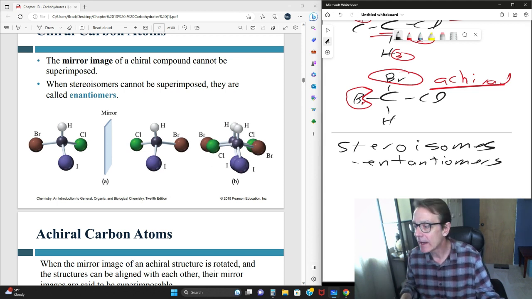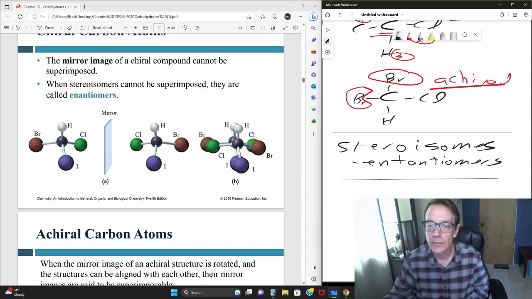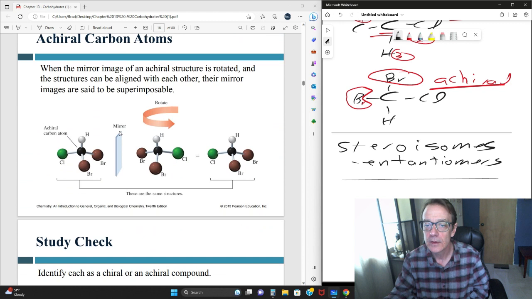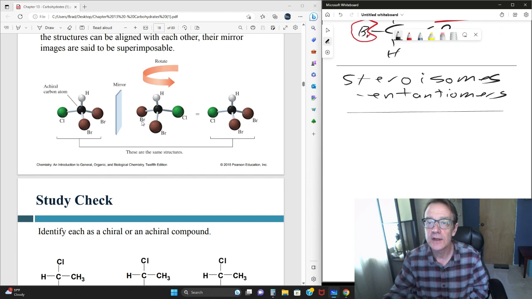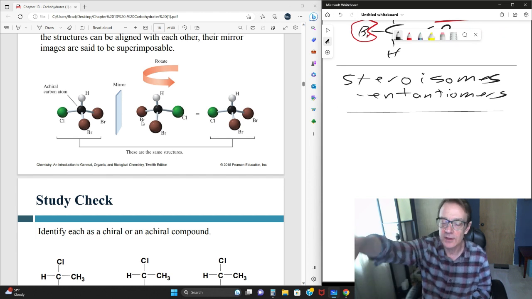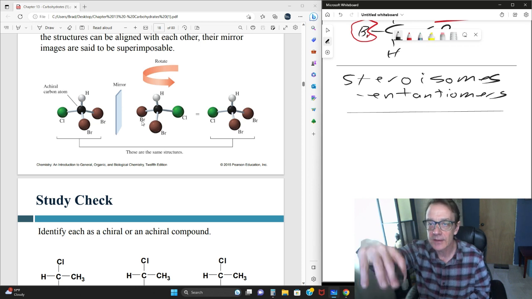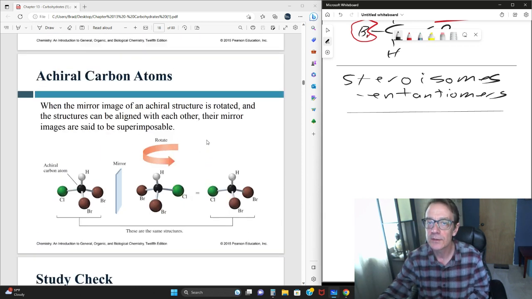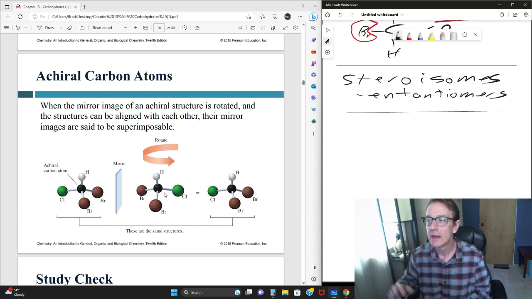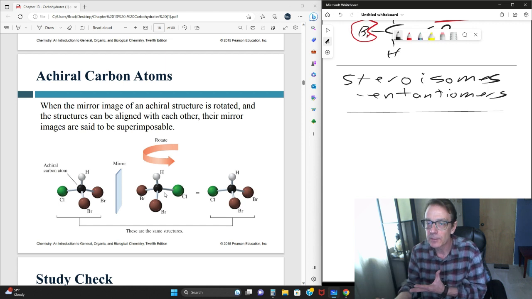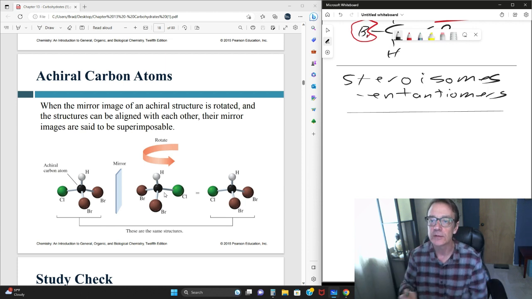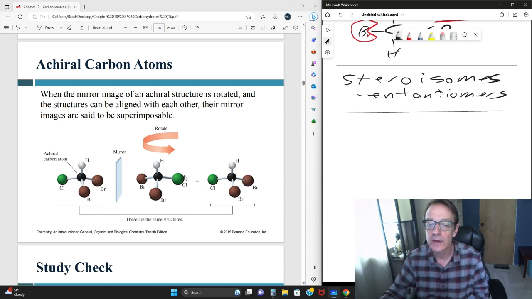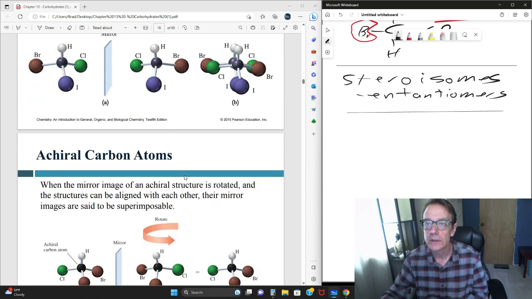Now, if you have an achiral molecule, such as this, here we see we have 2 bromines. Mirror image, you can very easily, in this case, they rotated the one on the right and make it indistinguishable from the other one. So this would be an achiral molecule. Okay, chiral have handedness, are not superimposable. They are enantiomers. Achiral carbons are indistinguishable. Okay, so they are superimposable.